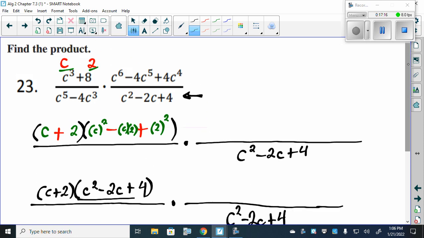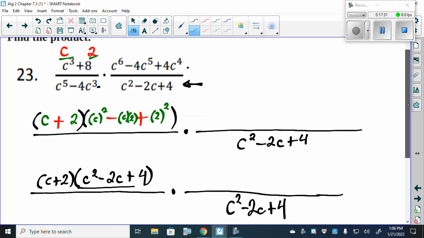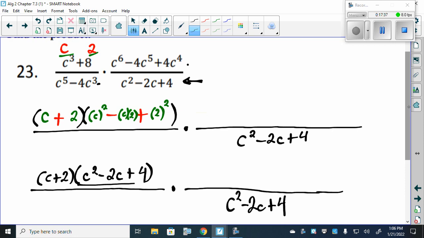Now what that leaves us with is these other two here. We have the c to the 5th minus 4c cubed, and c to the 6th minus 4c to the 5th plus 4c to the 4th. For this one here, is there a greatest common factor of c to the 4th with all of those? Do they all have at least 4 c's in each one? So I can factor out c to the 4th as a greatest common factor. We can remove 4 of them from all 3 terms because they all have at least 4 c's in them.